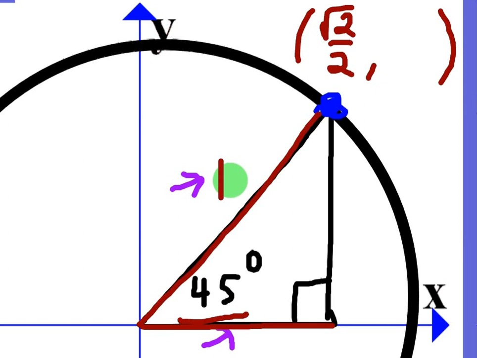So what about the y value? Well, I'm not going to spend a lot of time on this one because we can already see that this is a 45, 45, 90 triangle. And if one side is square root of 2 over 2, meaning the bottom side, then that must also be square root of 2 over 2. We could use sine to prove that. But that's really all you have to do here.